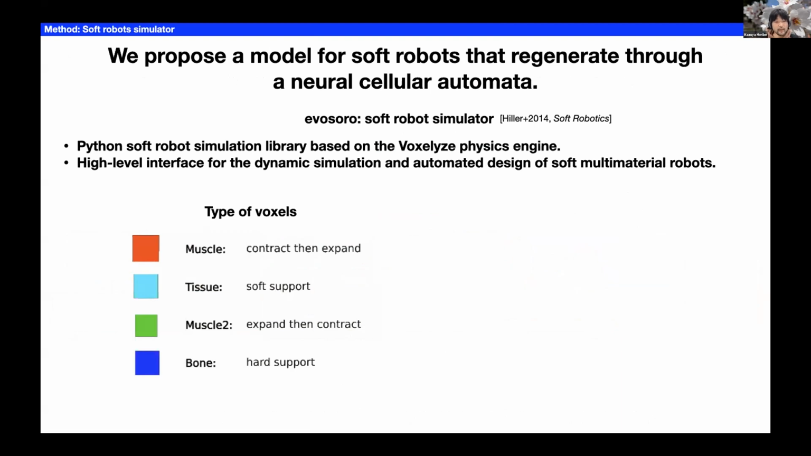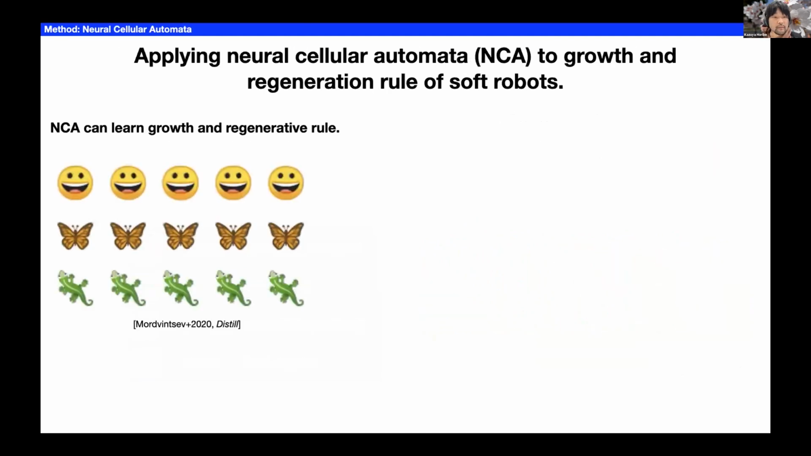And the simulator can easily make a variety of types of voxel cells, like muscle, tissue and bone. So using the voxel cells, we can make a variety of morphologies of soft robots, and simulate the locomotion of the soft robot like this. And we apply the neural cellular automata to the growth and regeneration rule of the soft robot.